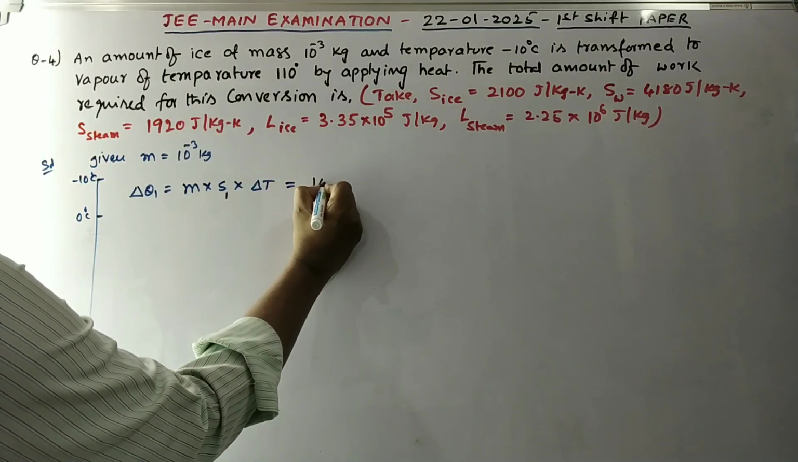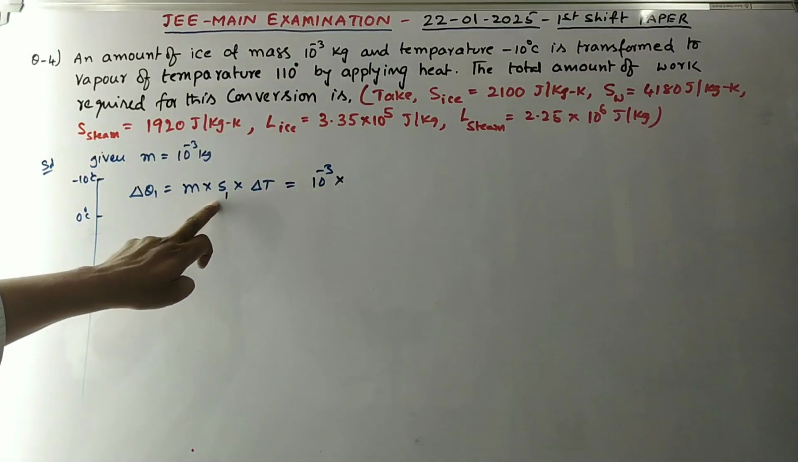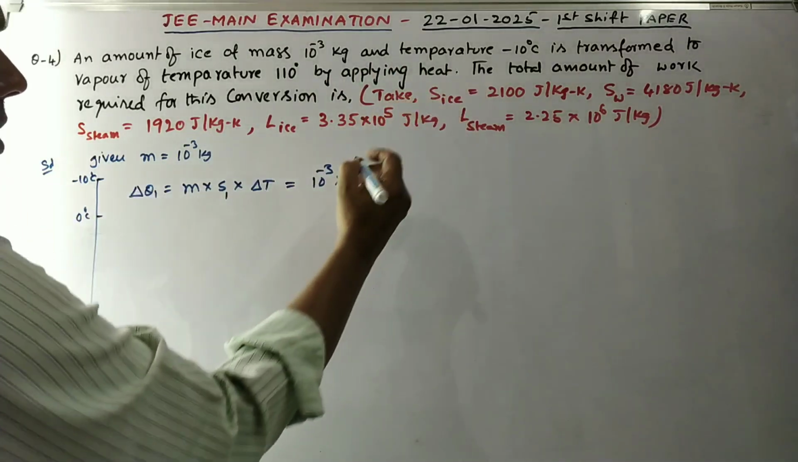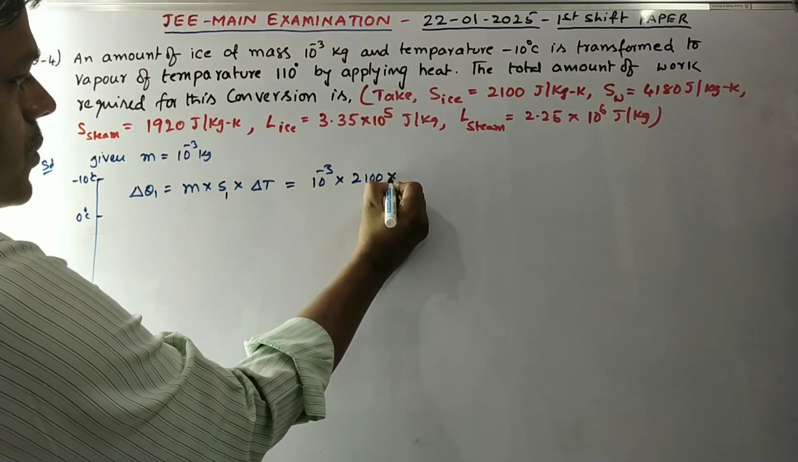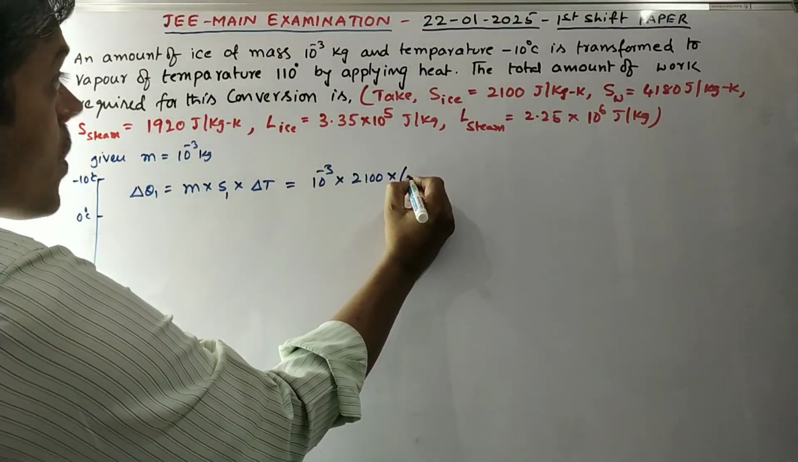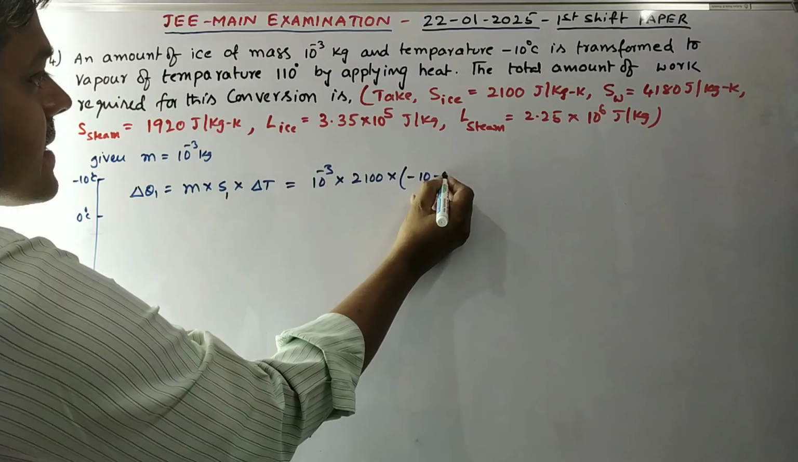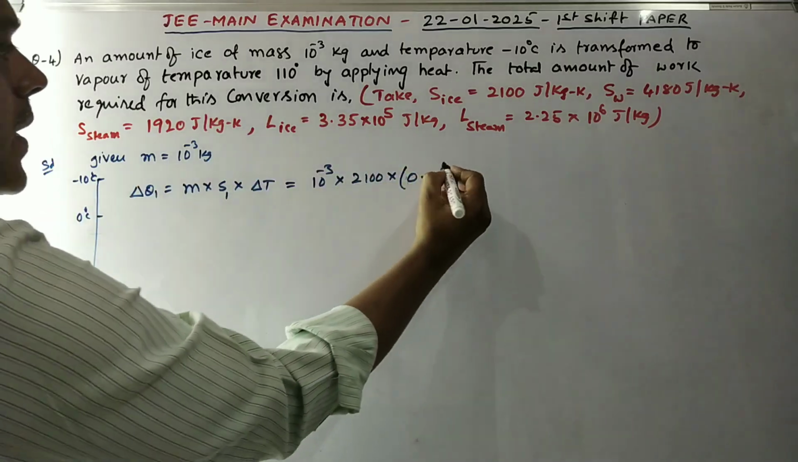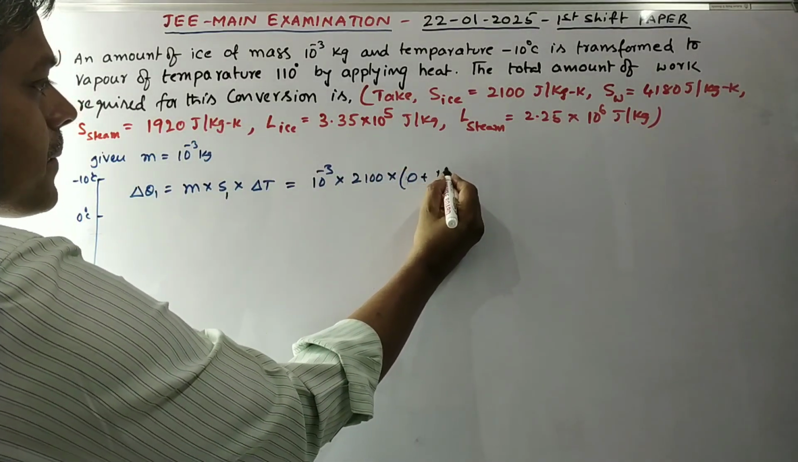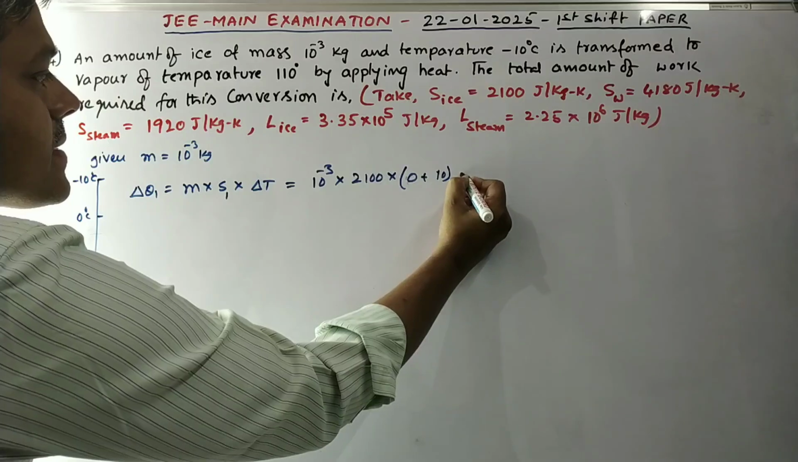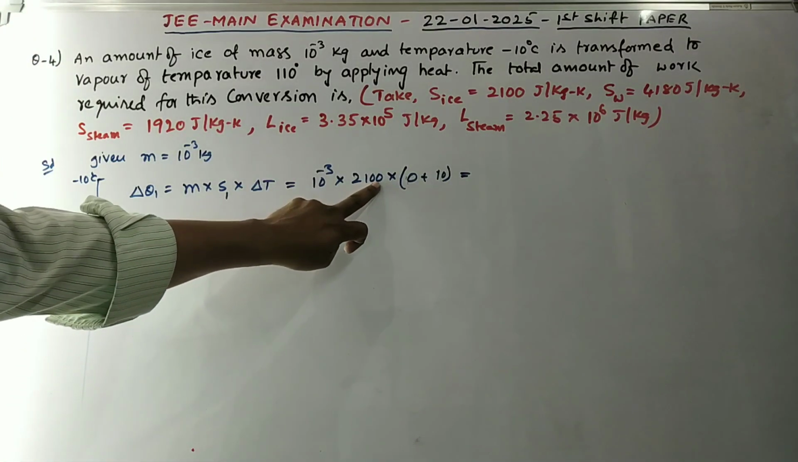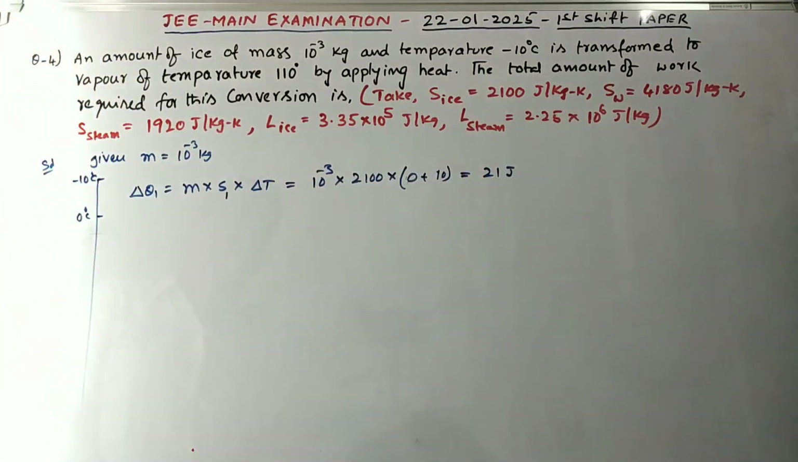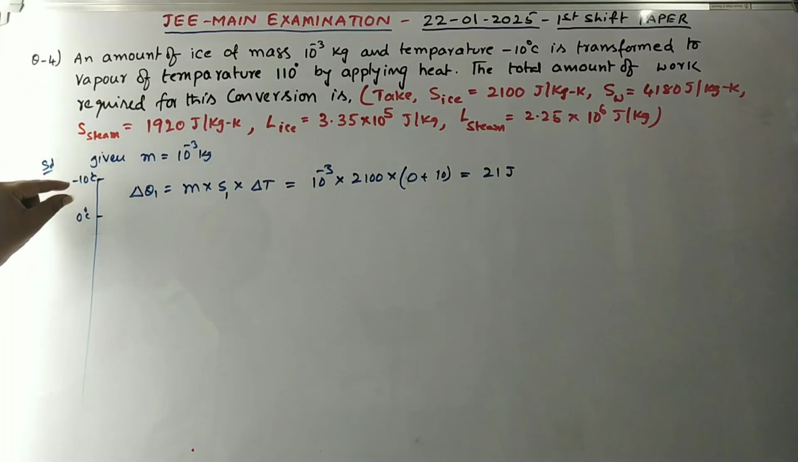So what is given? Mass of the ice 10⁻³ into the specific heat of ice. What is that? 2100, isn't it? 2100 specific heat of ice, into change in temperature: T2 minus T1, that means final temperature 0 minus (−10), which is equal to 10. So 10⁻³ into 2100 into 10, the zeros cancel, then what remains is 21 joule. So this amount of energy is required to convert ice at −10 degrees Celsius to 0.